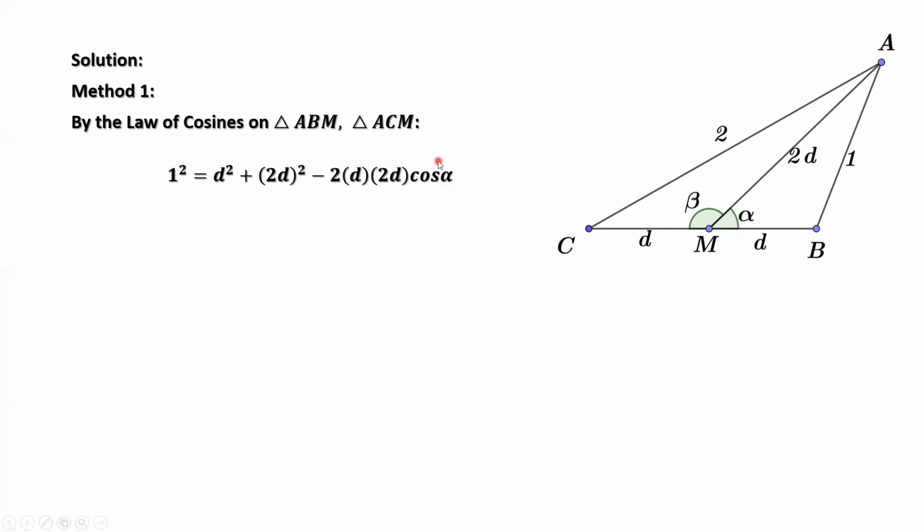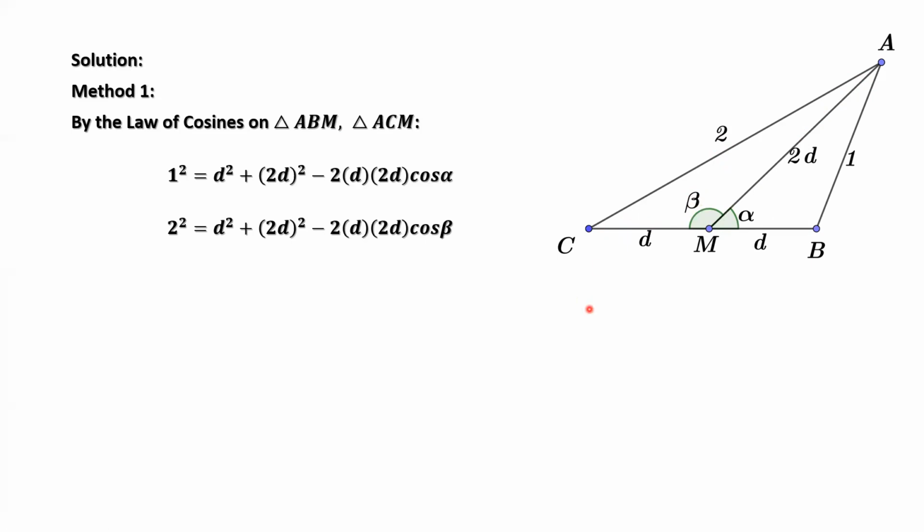This is the result. Let's consider the triangle on the left, triangle ACM. We mark this angle as beta. Its opposite side is 2. By the law of cosine, 2 squared equals d squared plus 2d squared minus 2 times d times 2d times cosine of this angle, which is beta.